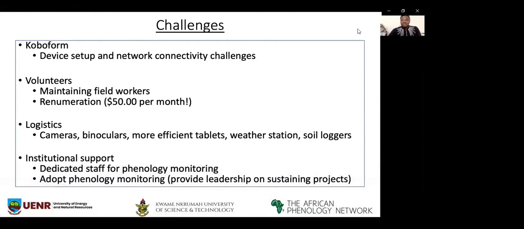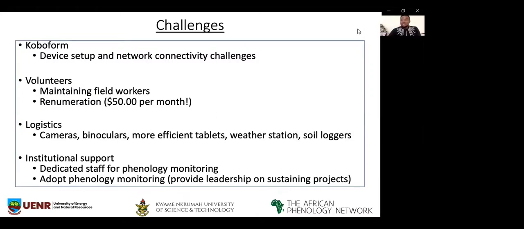And then another challenge we have faced is in maintaining field workers. In the Ankasa site, work had to be suspended from March this year because the field assistant had some challenges with supervisors at work, some management issues, and so he had to stop. So we are yet to find a replacement to continue with that monitoring. In each of those two places, we have two assistants who usually go to the field, for security reasons. You can't have one person in the forest. And we pay $50 a month for the two people.